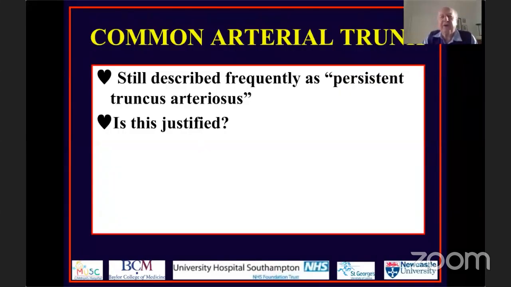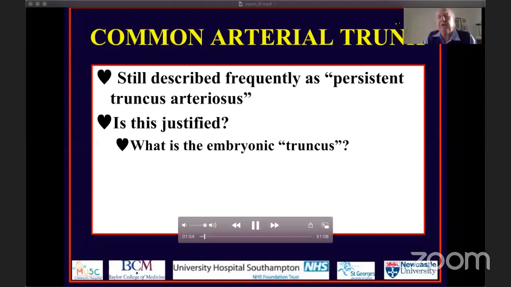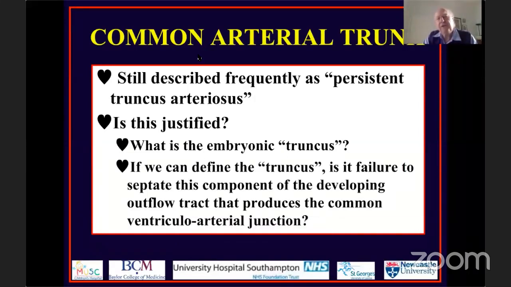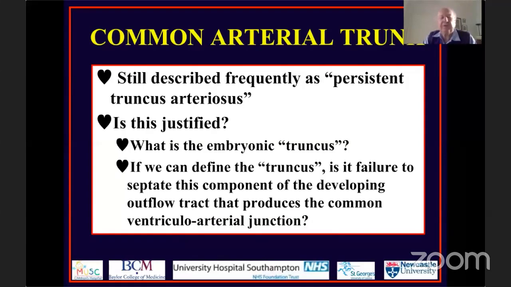Now, I am sure that there are many of you who still think of this as persistent truncus arteriosus, or simply truncus arteriosus. But is that really justified? Because it all depends on what we mean by the embryonic truncus. And if we can define the truncus in an agreed fashion, is it then failure to septate this component of the developing heart that is responsible for the common ventriculo-arterial junction?